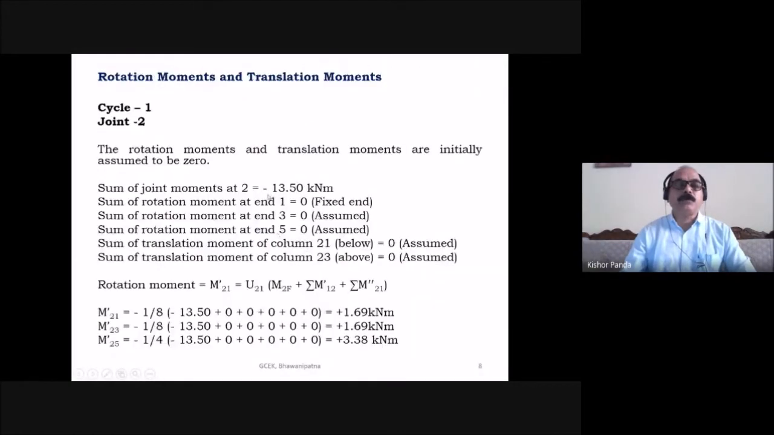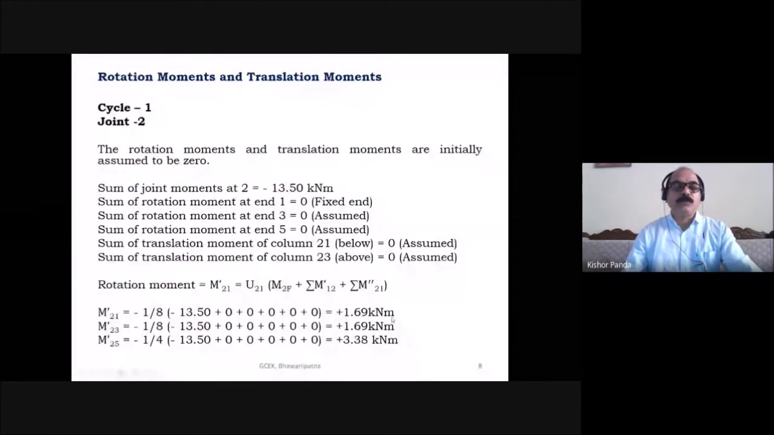For the first cycle at joint 2, you have to take the rotation and translation moments and find out using this formula. Rotational moment M-21 is equal to U21 times M2F plus summation of M-12 plus summation of M-21. Here U21, we have already calculated the rotation factor, is minus 1 by 8, and M2F is minus 13.50, and these all are 0. So this is equal to plus 1.69 kilonewton meter.